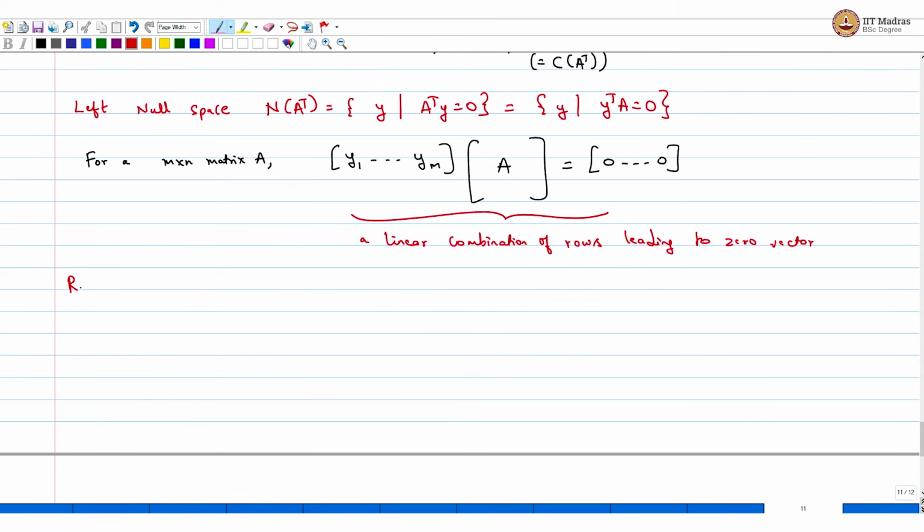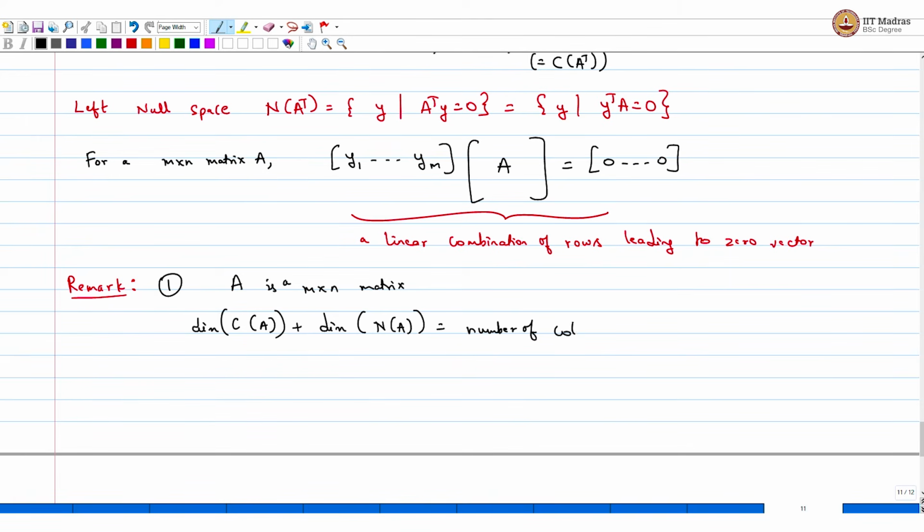Now a remark. Say A is an m cross n matrix. Now the dimension of the column space of A plus the dimension of the null space of A, we know, is the number of columns of A, which is equal to n, which is like saying that R plus n minus R equals n.